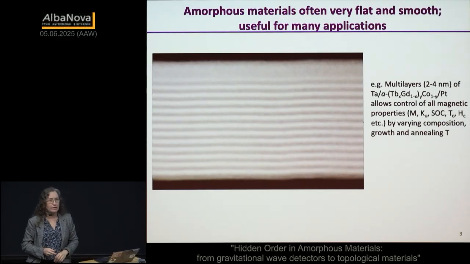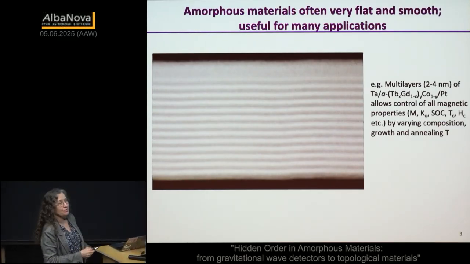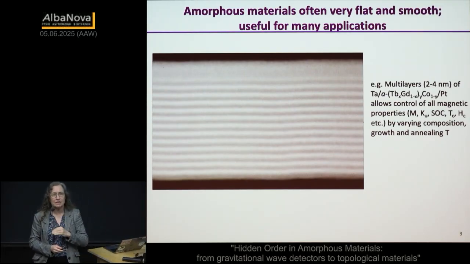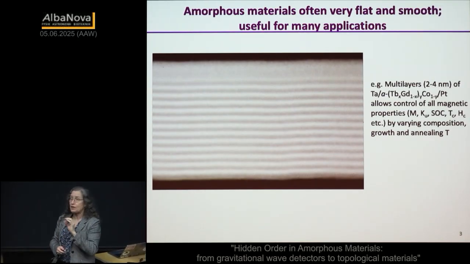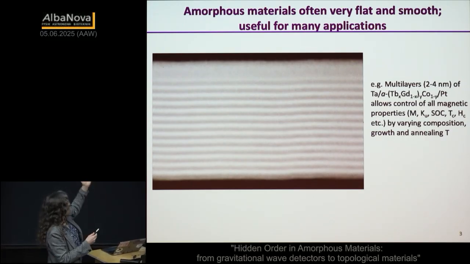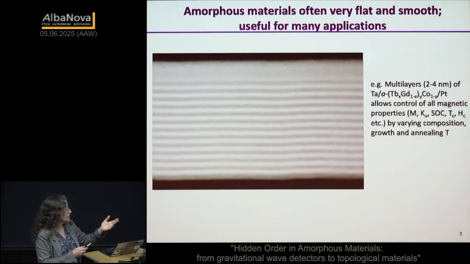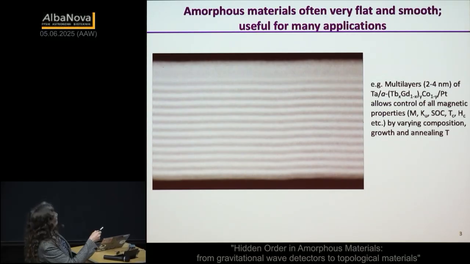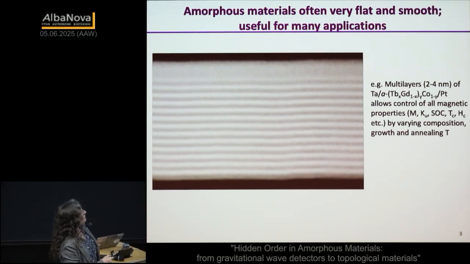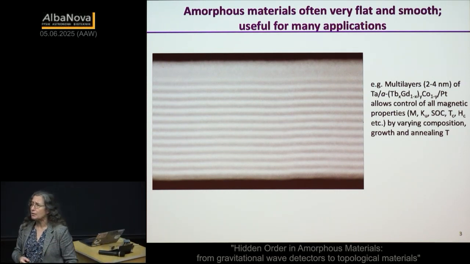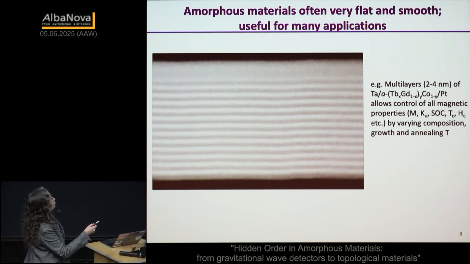Another practical point: amorphous materials are often very flat and very smooth. I'm an experimentalist, and all my materials are going to be made by vapor deposition processes. So amorphous materials are useful for a whole lot of applications, in part because of this. This is just an image of a multilayer. It happens to be a particular multilayer. It's a material, gadolinium terbium cobalt, a ternary alloy that is useful for magnetic recording properties, et cetera, et cetera. It's extremely tunable. You'll notice all the X's and Y's in here.